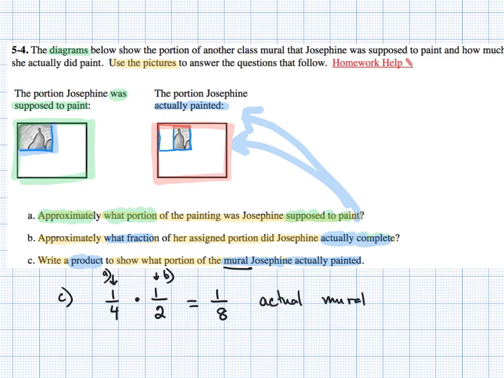And we could also kind of count it. So if we do 1/4 first, and then we divided it into the other ones, we could see that 1 out of 8, which is what she painted. So there's the 1 and there's 8 total. So that concludes this problem.